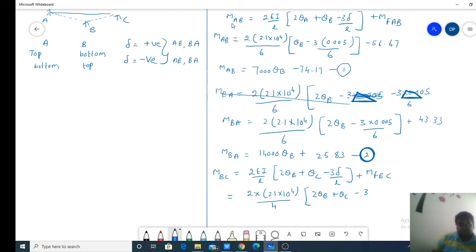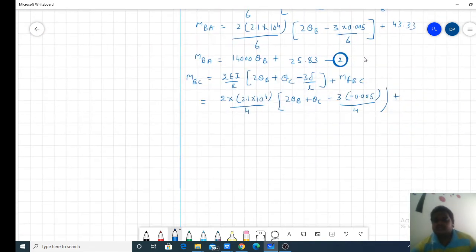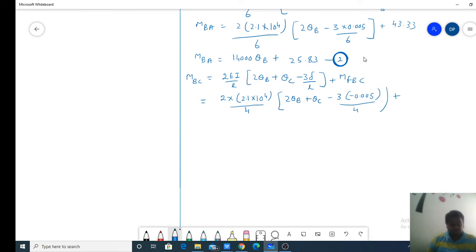Now here when I am talking about BC, we can see B is to the bottom and C is to the top, so hence delta will be minus, so this will be minus 0.005 upon L, which is 4, then plus, one second, then this will be plus MFBC.